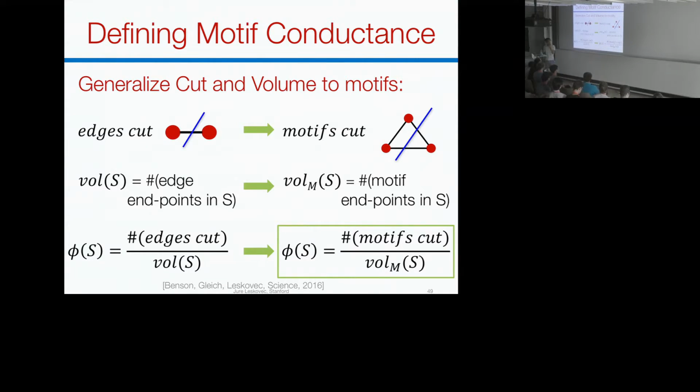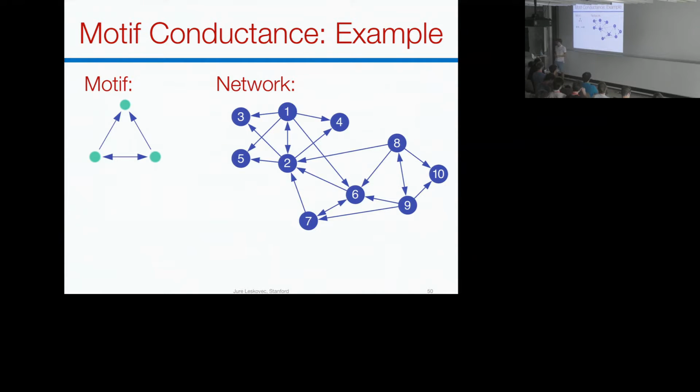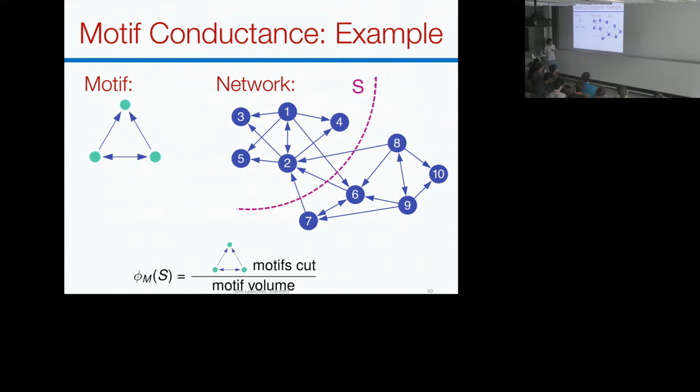Let me now give you an example so that we understand how this works. Here is a network. Here is a motif I'm interested in. And let's say I want to partition this network in half using this particular cut. And let's say this is the cluster S that I'm interested in. So the question is, what's the motif conductance of this cluster S, of this set S? How would I go compute it, given everything we know so far?